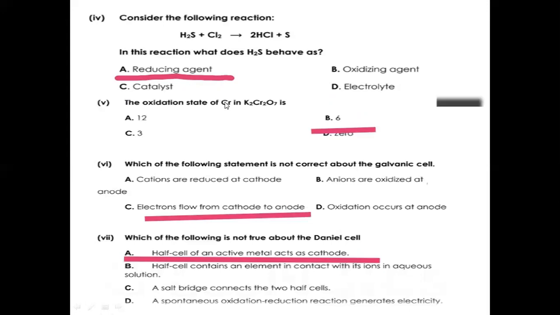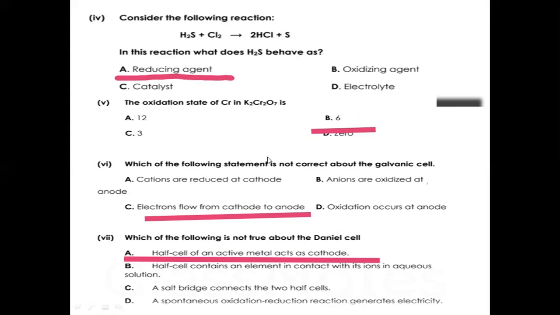Number 5, the oxidation state of chromium in potassium dichromate is... by solving you will see that the oxidation state of 2 chromium ions is +12, but we need it for 1 chromium. So +12 divided by 2 will give us the answer 6.